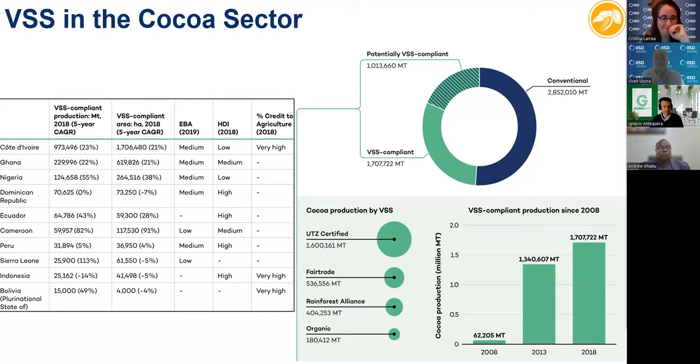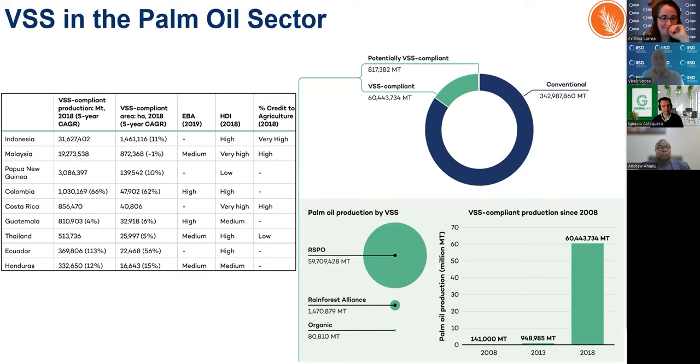Approximately 15% of all oil palm fruit produced in 2018 was VSS compliant. The EBA index and HDI of the top 10 VSS compliant producing countries reveal that impact investors should focus on countries such as Papua New Guinea or Honduras, and investors looking to mitigate their risks are better off focusing on countries such as Colombia and Malaysia. Next slide, please.